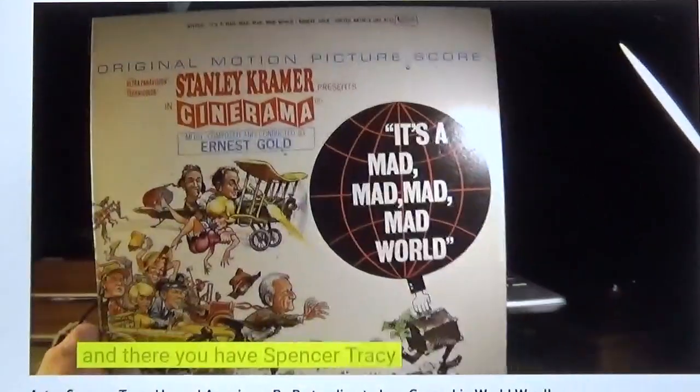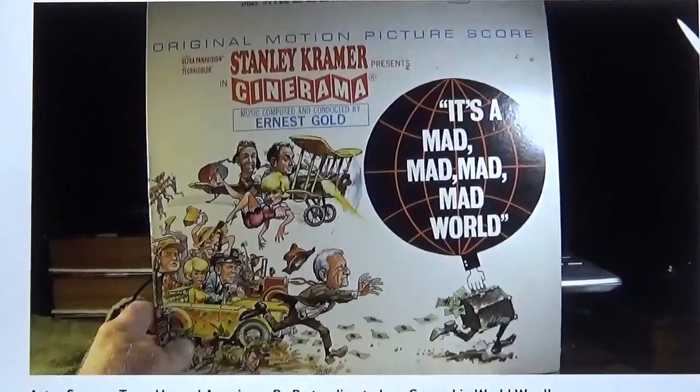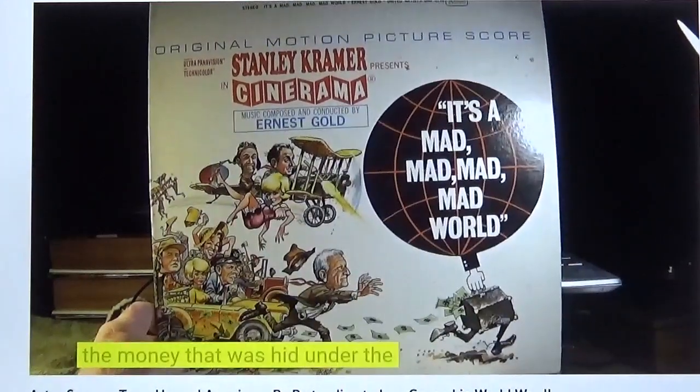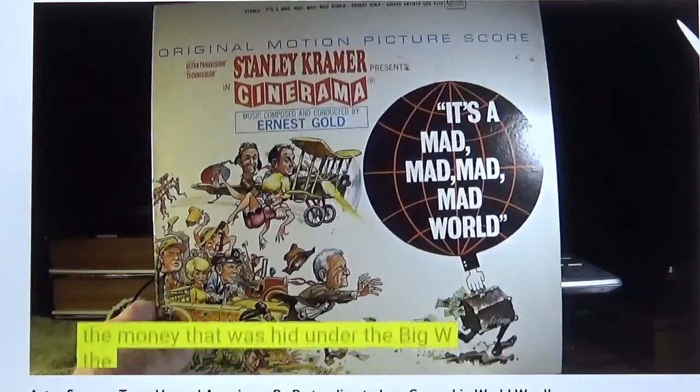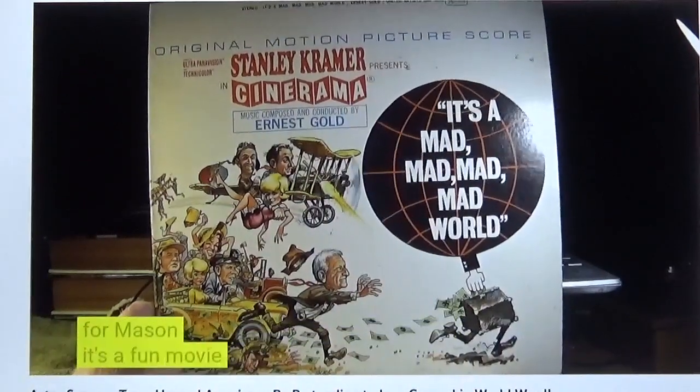And there you have Spencer Tracy, who's running after the money. The money that was hid under the big W. The big W is the big M for Mason. It's a fun movie to watch.